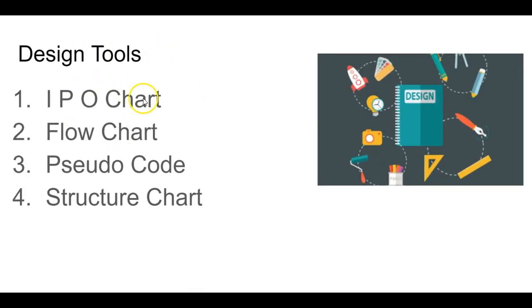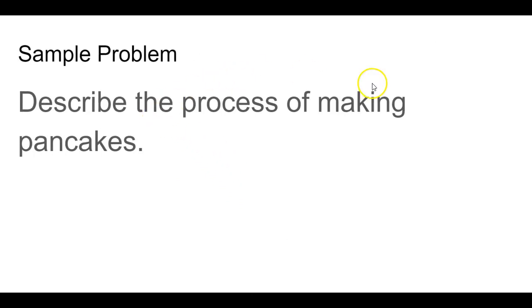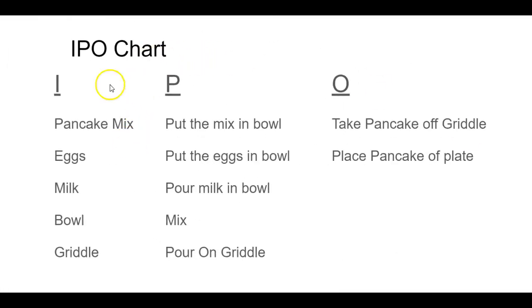Typically, there are 4 types of design tools: an IPO chart, a flow chart, pseudo code, and a structure chart. We'll talk about those in relationship to making pancakes. Pancakes. How do you make pancakes? Well, here's an IPO chart.